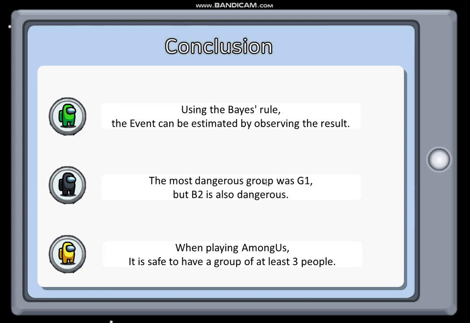In conclusion, using Bayes' rule, an event can be estimated by observing the result. The most dangerous group was G1, but B2 is also dangerous. When playing Among Us, it is safer to have a group of at least 3 people.